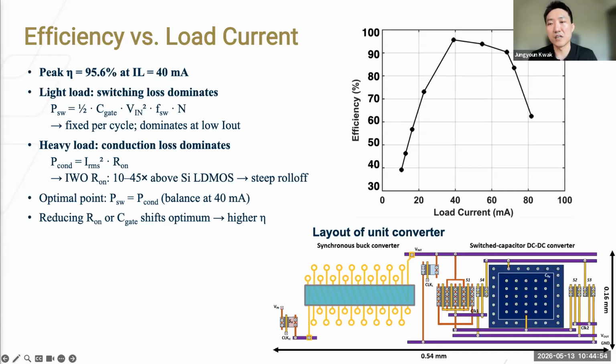In our design, this happens at about 40 milliamps, giving a peak efficiency of 95.6%, and a peak power density of 330 milliwatts per square millimeter.